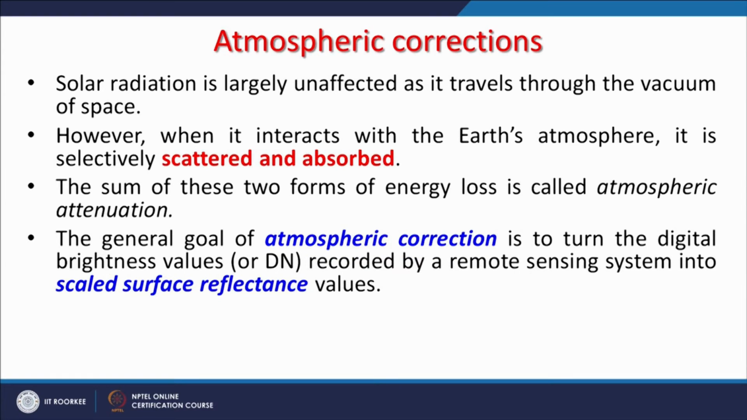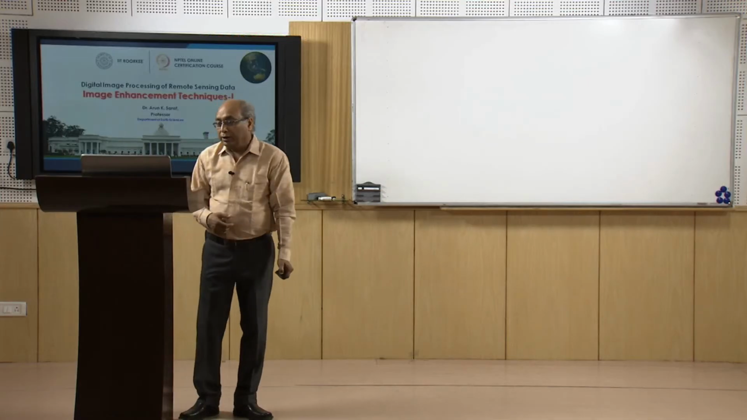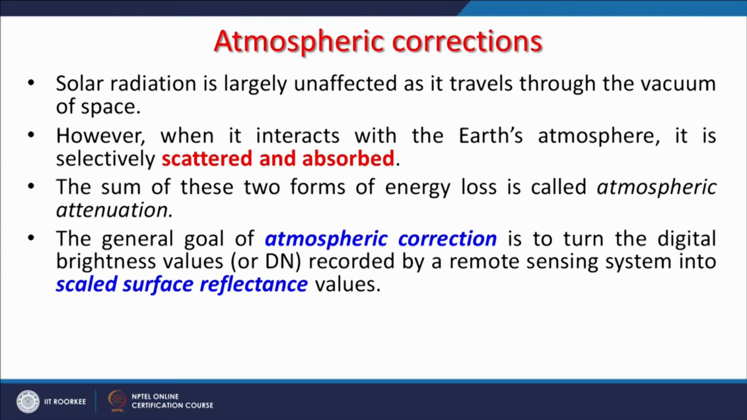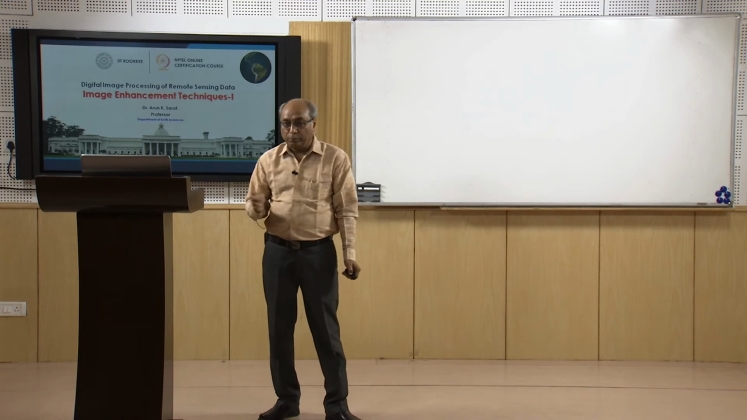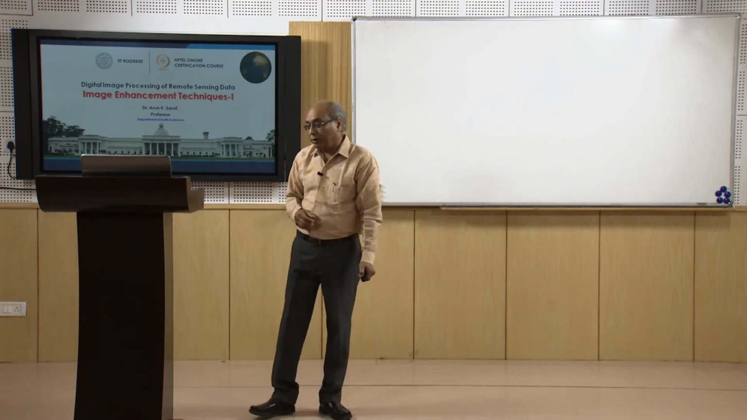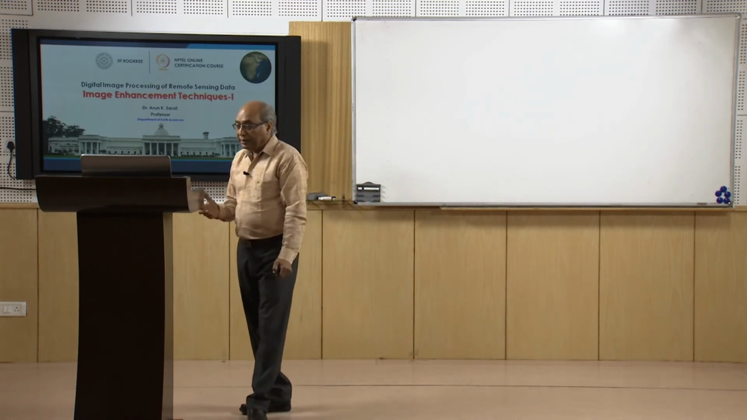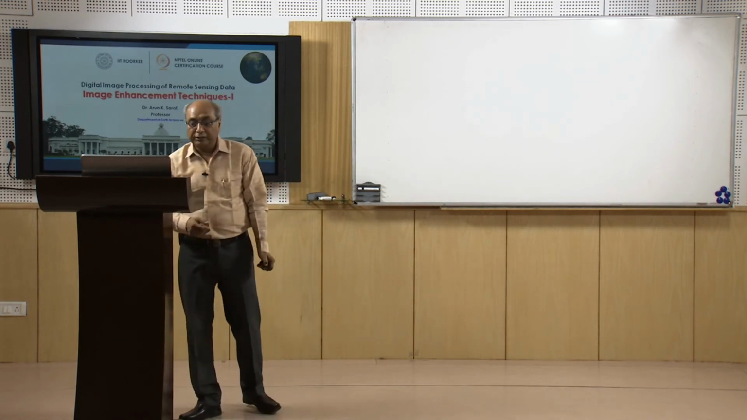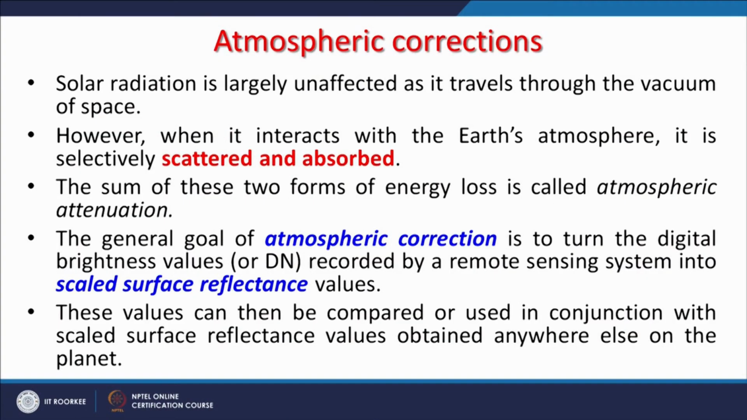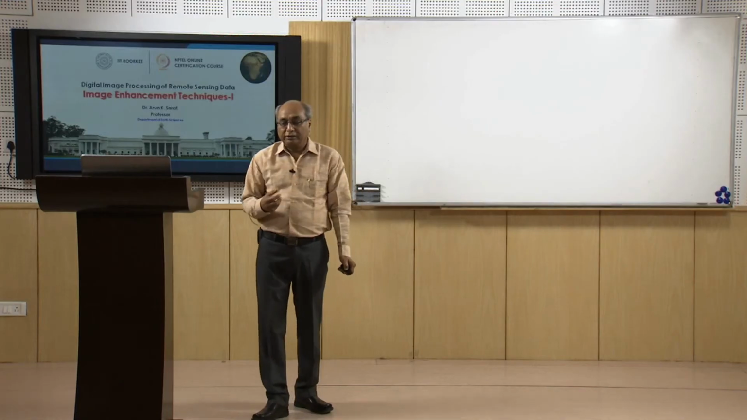The general aim or goal of atmospheric correction is to turn digital brightness values, that is pixel values recorded by a remote sensing system, into scaled surface reflectance values. It depends on which part of the EM spectrum, or in which band, you are working. These values can then be compared and used in conjunction with scaled surface reflectance values obtained anywhere else on the planet. This is how these models have been developed to remove atmospheric effects. So the basis of these models is like this.